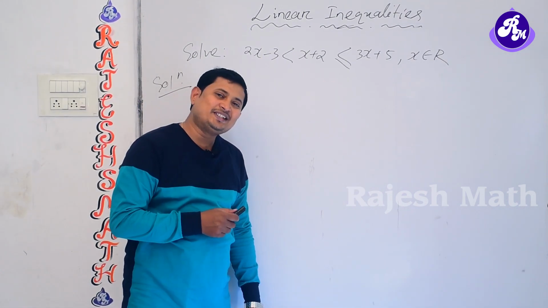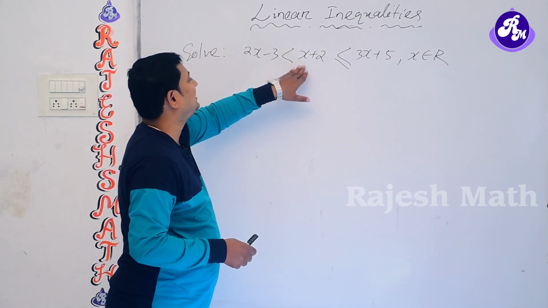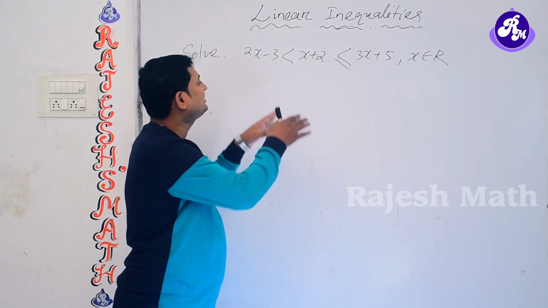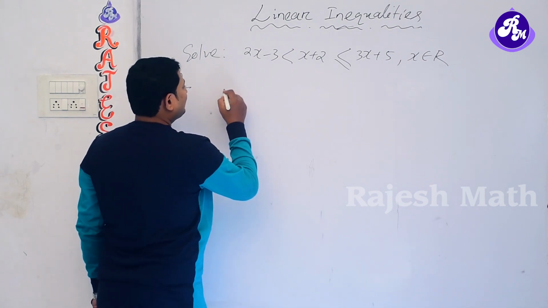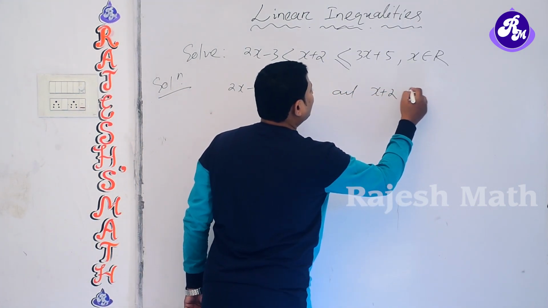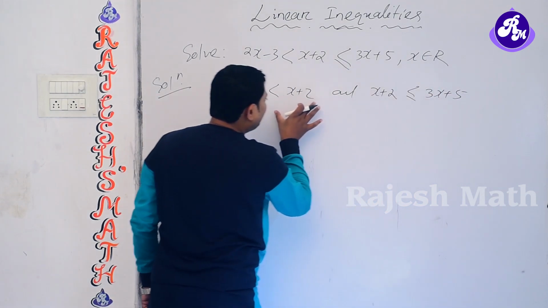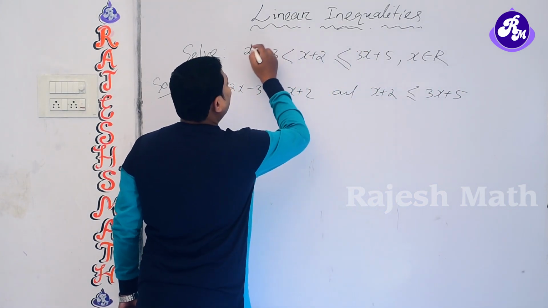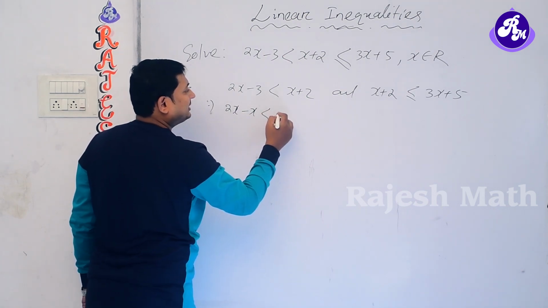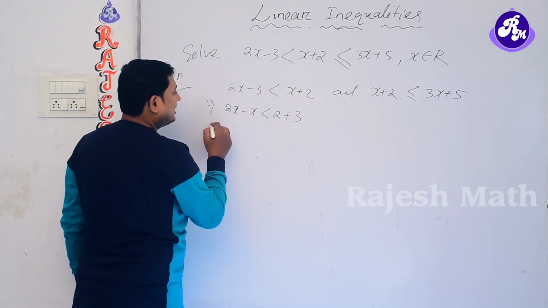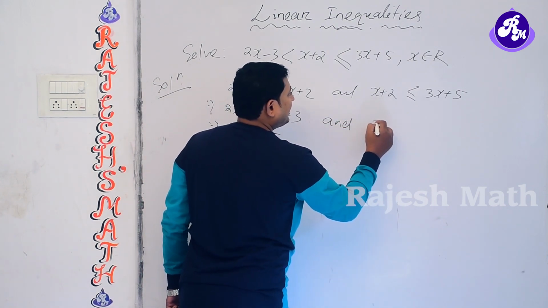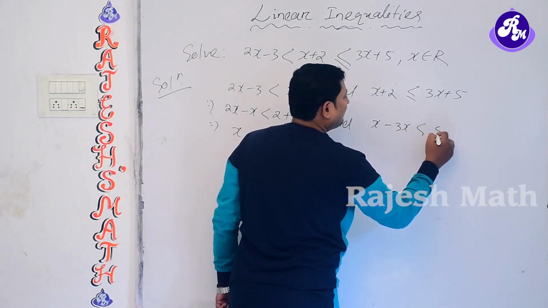Okay? Now a system of inequations is given: 2x minus 3 less than x plus 2 less than or equal to 3x plus 5. Actually, this is the combination of two linear inequations, hence it is called a system of linear inequations. So the first one is 2x minus 3 less than x plus 2, and the second one is x plus 2 less than or equal to 3x plus 5. By combining these two, we can find the solution of this system of linear inequations. Now 2x minus x less than 2 plus 3, minus 3 will be plus 3, which implies 2x minus x means x less than 5. And x minus 3x less than 5 minus 2.